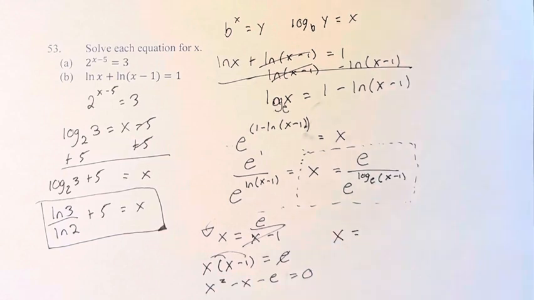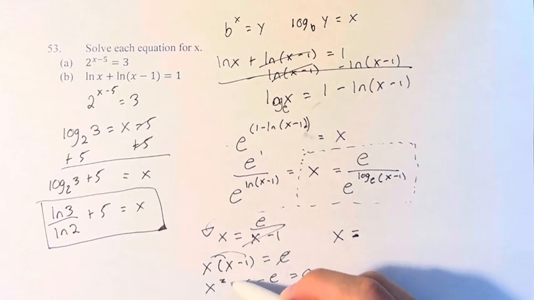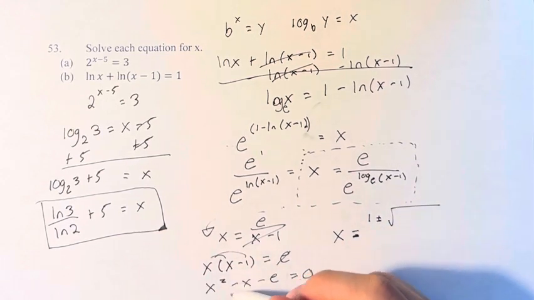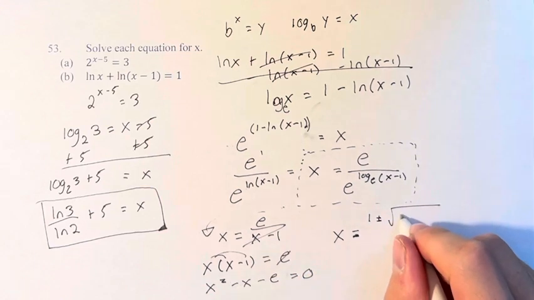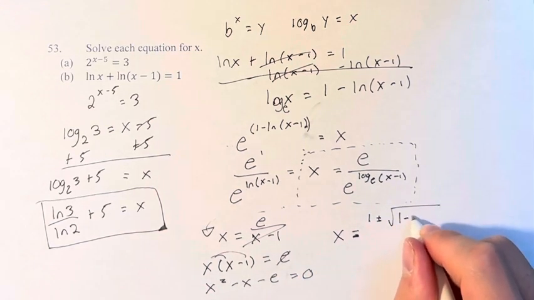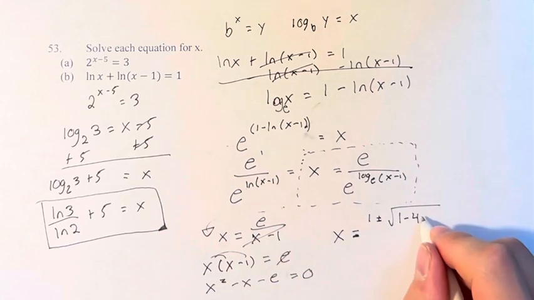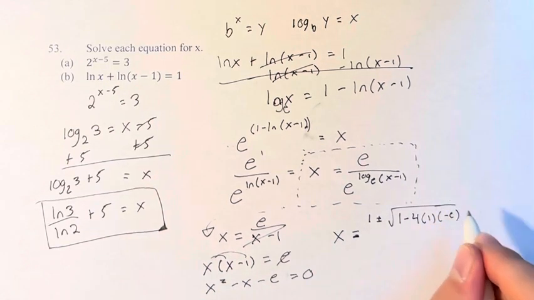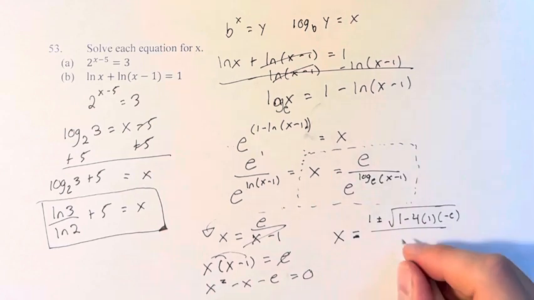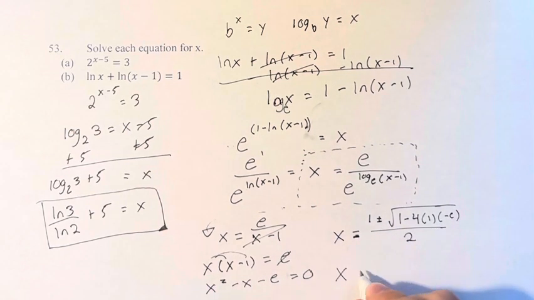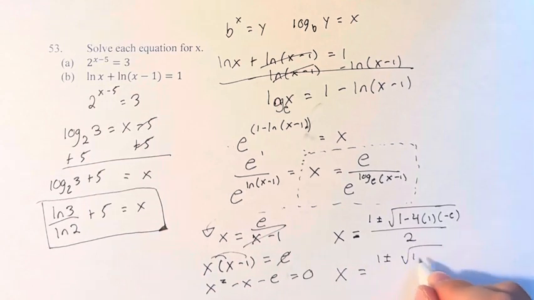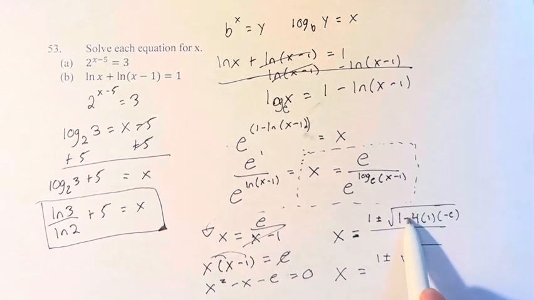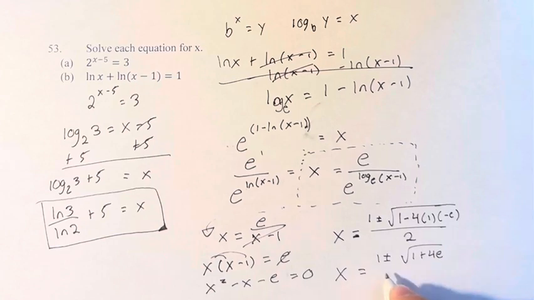So x equals negative b, so negative 1 is positive 1, plus or minus the square root of b squared, b is negative 1 here, so negative 1 squared is 1, minus 4, a is just 1, c is negative e, over 2a is just 2 times 1, which is 2. Doing a little bit of simplification, we have 1 plus or minus the square root of 1, negative 4 times negative e, well, negative 4 times 1 is just negative 4. Negative 4 times negative e is plus 4e, over 2.